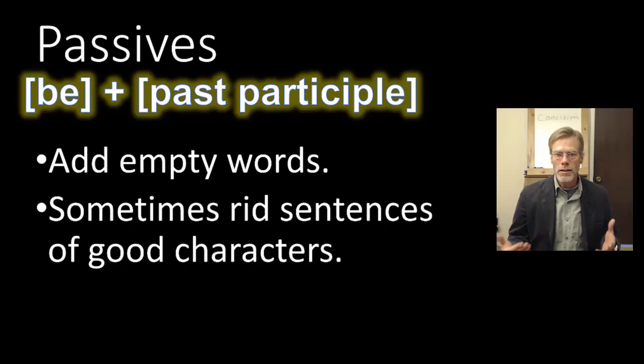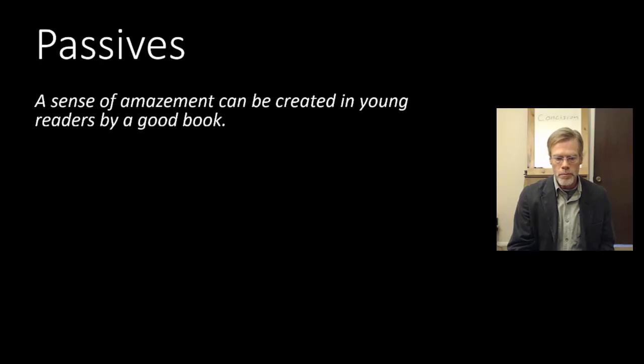Another sort of concision problem has to do with passives. Now, passives are constructions, they're verb constructions where we've got some form of "be" followed by the past participle of the verb. Passives inherently add empty words. That "be" is as empty as it gets. It's just a tense holder for the most part and a marker of passive. They also will sometimes rid sentences of good characters. So here are some more examples.